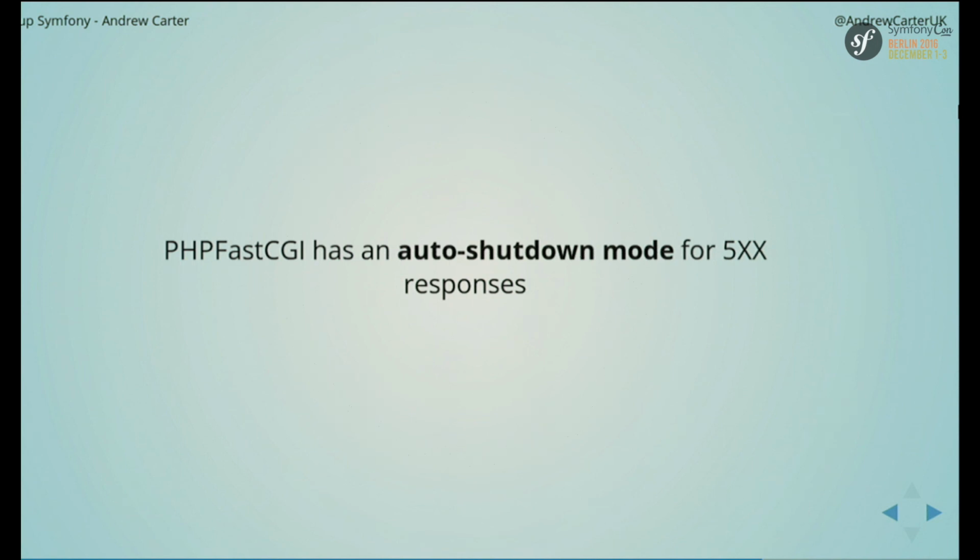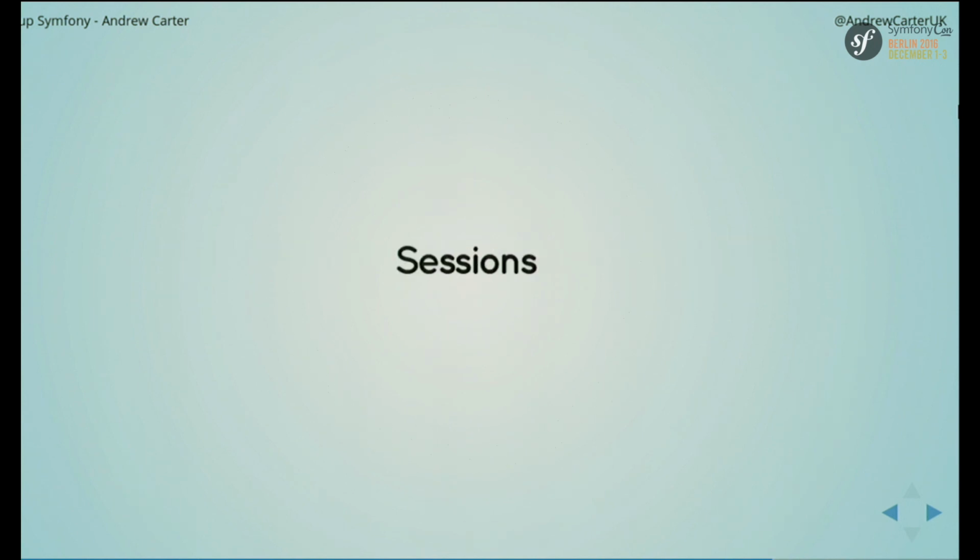PHPFastCGI has an auto shutdown mode for 5XX error codes, which means that if you start it with an auto shutdown flag, if you return a 5XX error code, that worker will then die and then get brought back up again. Whether or not you use that is probably down to your own application logic. You can also flag the application for shutdown and restart. I was going to submit a pull request to PHP-PM to do a similar thing as well. Both of these pieces of software are in active development, and I'm sure there's an alternative in PHP-PM for doing something similar.